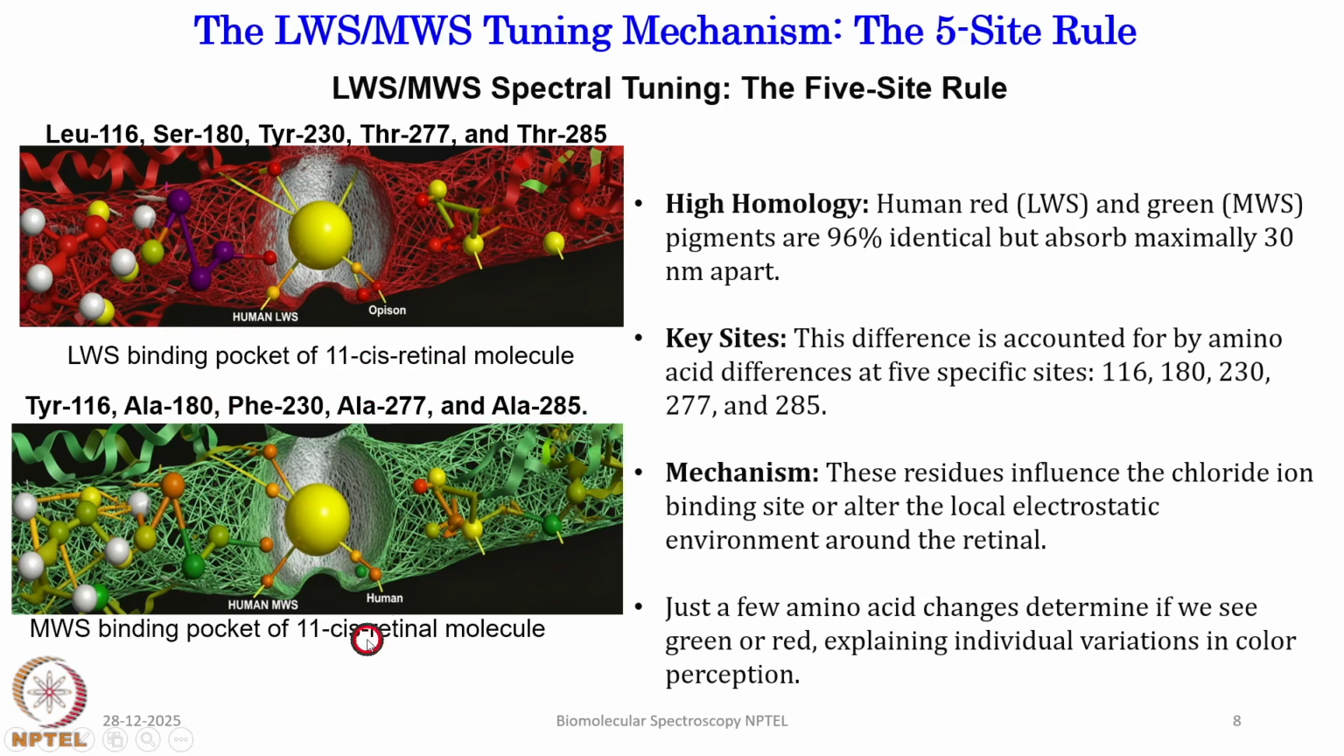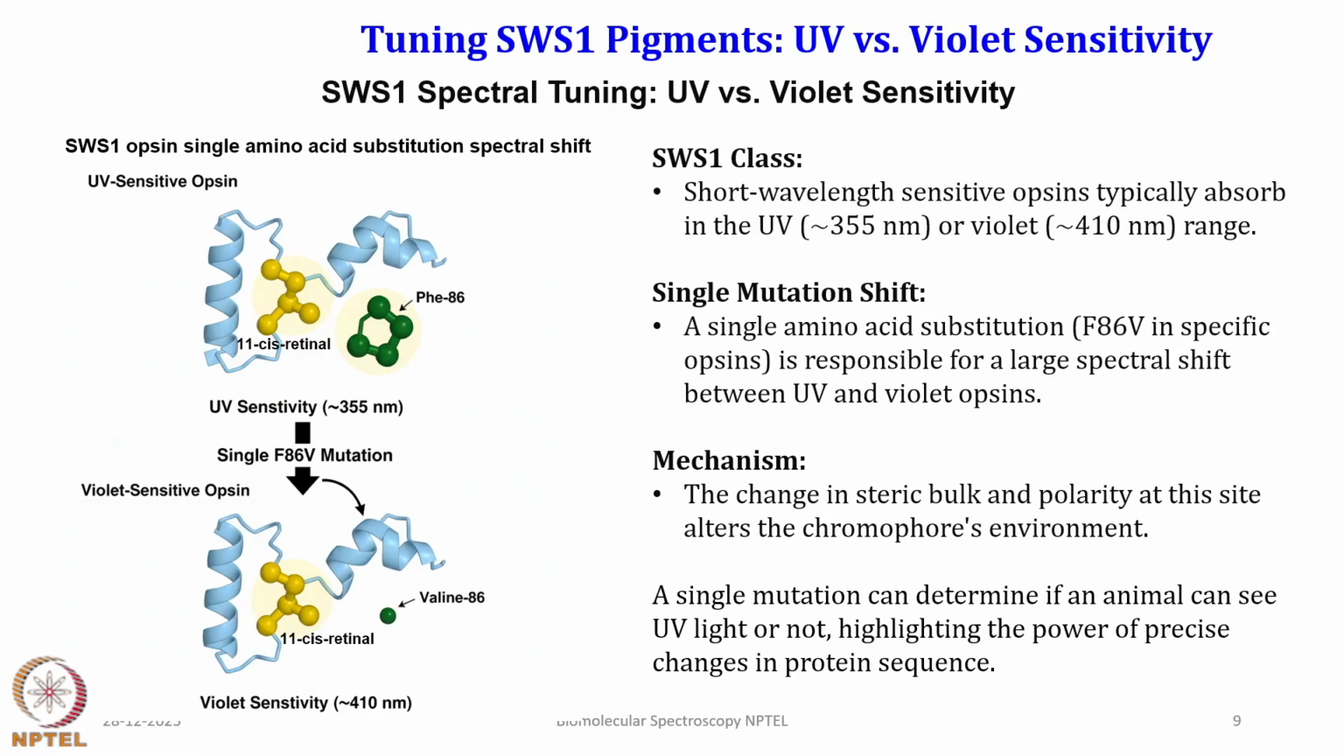So, the MWS binding pocket with 11-cis retinal is like this, and LWS is like this. These are the critical amino acids; this is for red, this is for green. Most of the amino acids are hydrophobic, only 116 has an OH group. So, only subtle differences in the background of this retinal make them absorb about 30 nanometers apart.